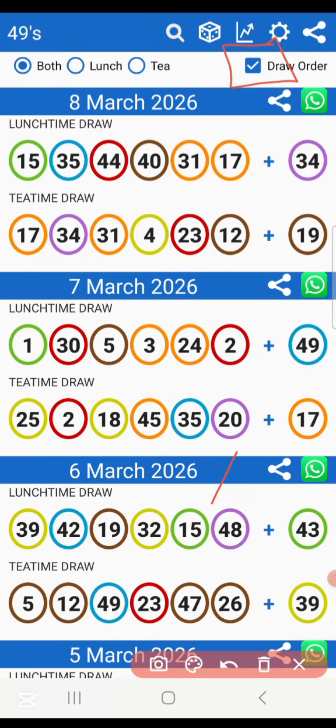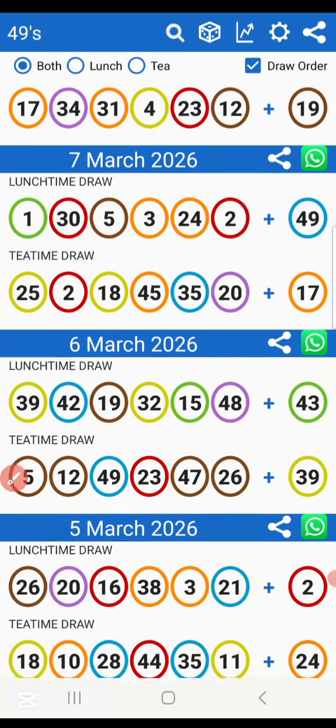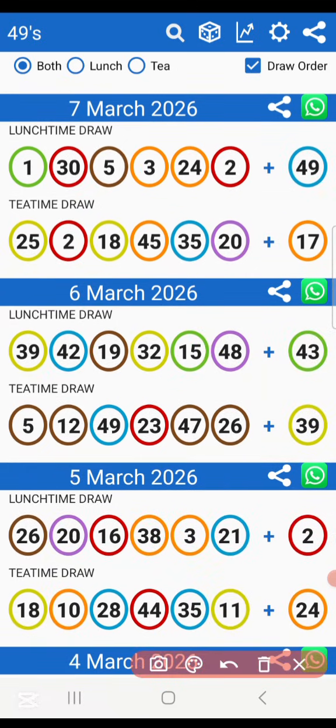I am going to start all the way from the 5th of March to show you what I am talking about. You're going to add your last two numbers from the draw order from both draws and the two bonuses from the previous tea time and lunchtime draws, the way I've done it here. So you say 21 plus 11 plus 2 plus 24 equals 58.